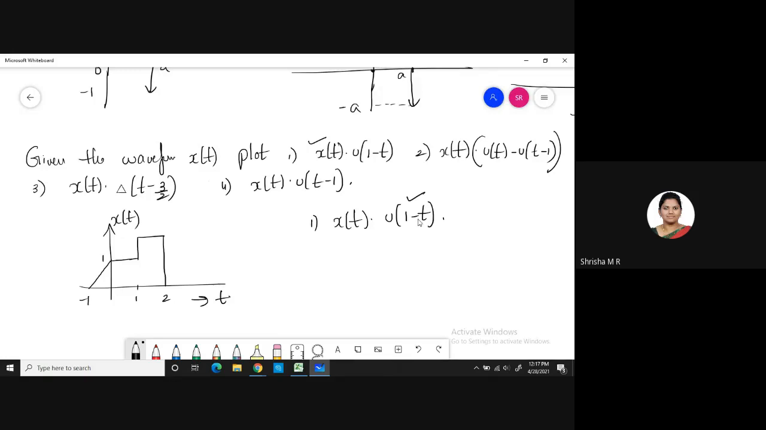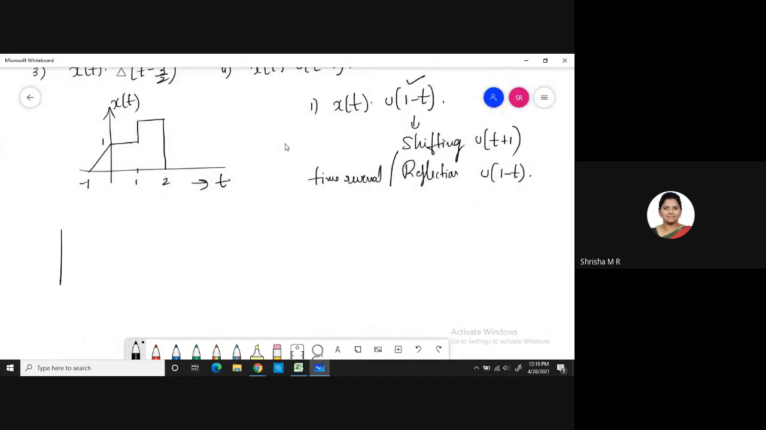How will you plot u of 1 minus t from the basics of shifting? From the law of precedence, we know that first we have to do shifting. You have to do u of t plus 1. Then you have to time reverse that, or you have to take the reflection or time reversal to get u of 1 minus t. Okay, so try doing that first.